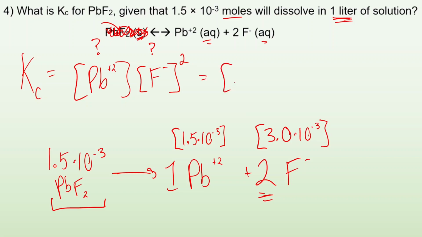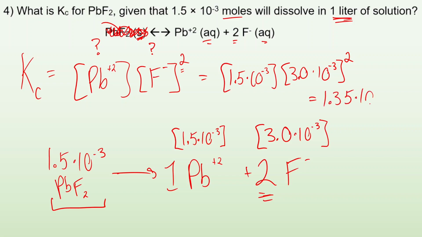So now I can plug those values in. The concentration of Pb plus 2 is 1.5 times 10 to the minus 3 times 3.0 times 10 to the minus 3, which is going to get squared, right? Because we got that 2, it gets squared. So now I can just plug and chug, and I end up with 1.35 times 10 to the minus 8 as the value.